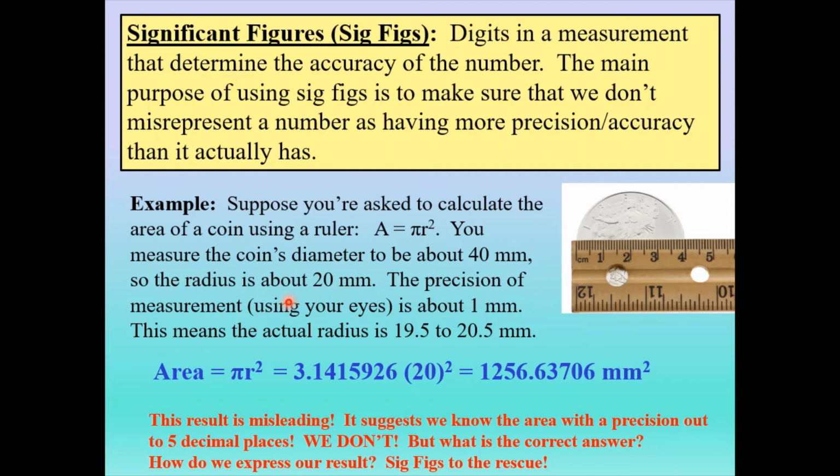Now, the precision of measurement using our eyes, especially since this ruler is marked in units of millimeters, the closest we can get is basically 1 millimeter. So that is our precision. This means the actual radius is somewhere between 19.5 and 20.5 millimeters. So we're going to call our radius 20, but we know it's not exactly 20. It's somewhere in this tolerance here, in this range of values.